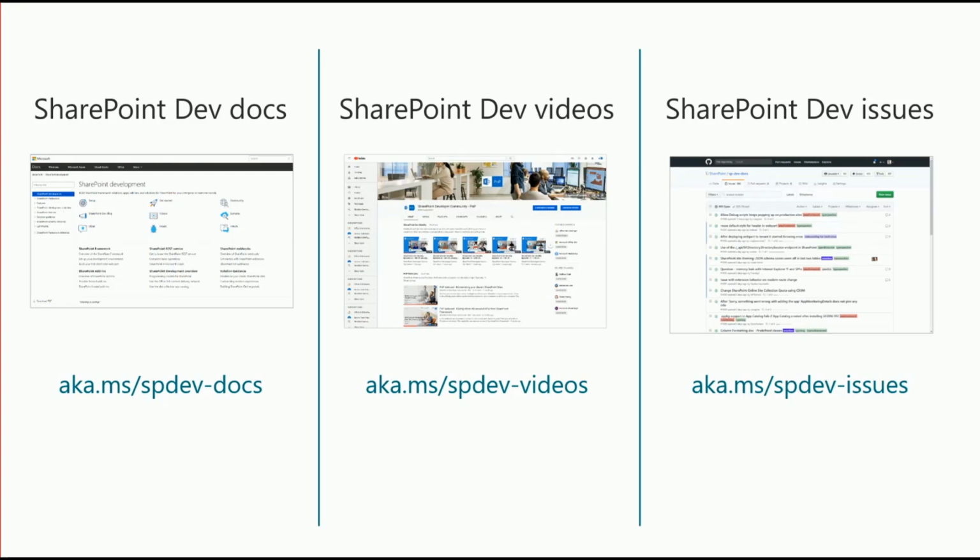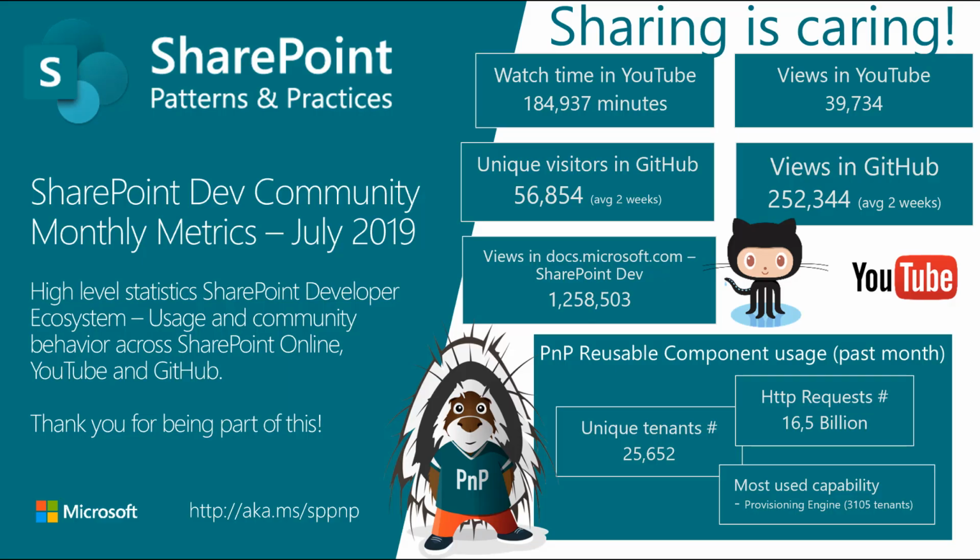Now, a few numbers from July, or the latest numbers from last month. This is the community monthly metrics. On YouTube, we had 184,000 minutes watch time with 39,000 actual views. Unique visitors on GitHub, 56,000, with views in GitHub more than 250,000. In the docs, we now have 1.2, 1.3 million views in every single month, which is a good number.